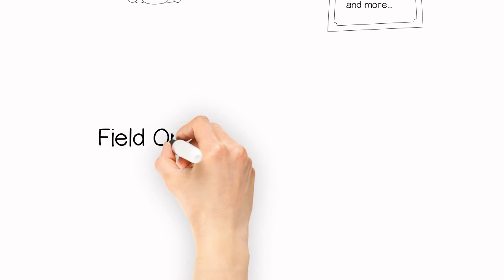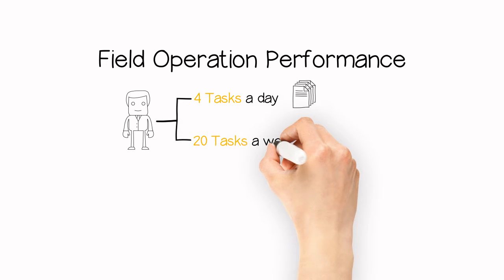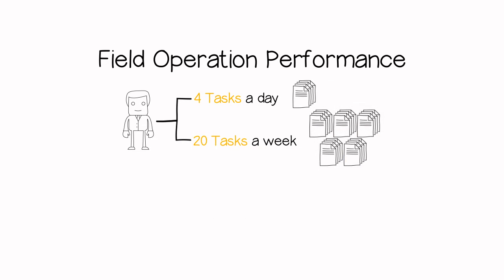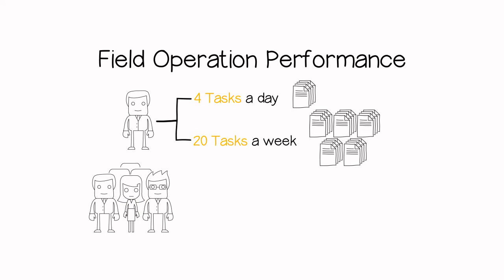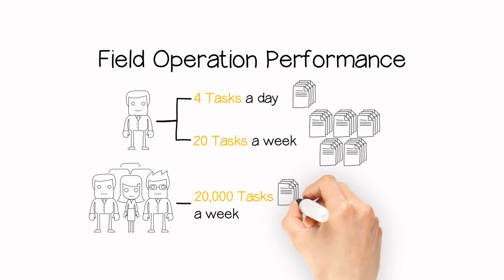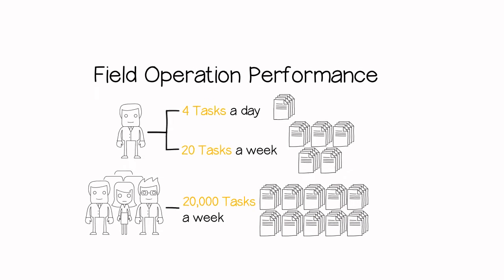Now let's explore the field operation performance. Each field employee does, on average, what, 4 tasks a day? Okay, 4 tasks a day, great. So that's 20 tasks per week per field employee. If every field employee is doing 20 tasks per week, you are completing 20,000 tasks a week in total. That's a lot of tasks.